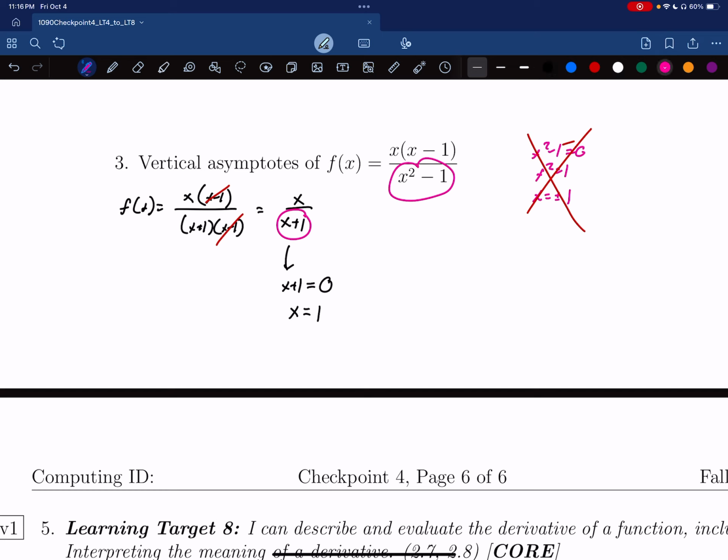I did not write negative 1. Sorry. x equals negative 1 is a vertical asymptote.